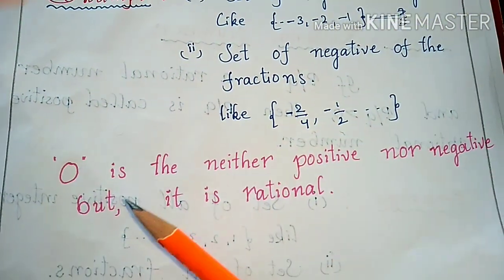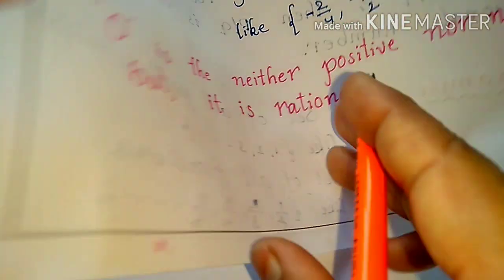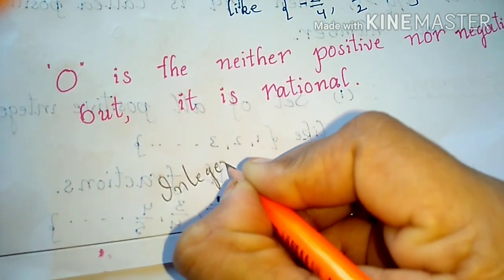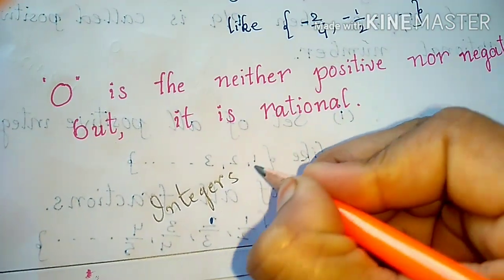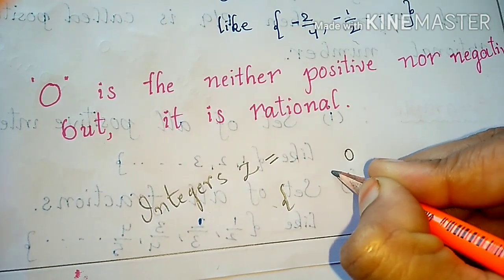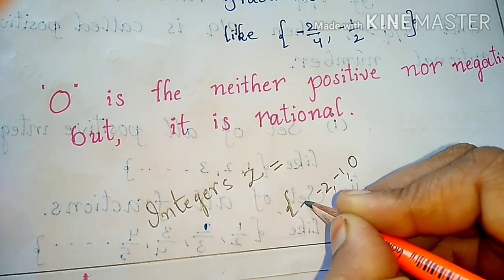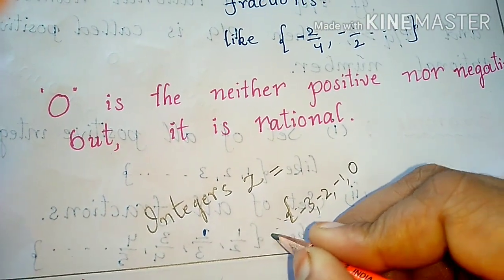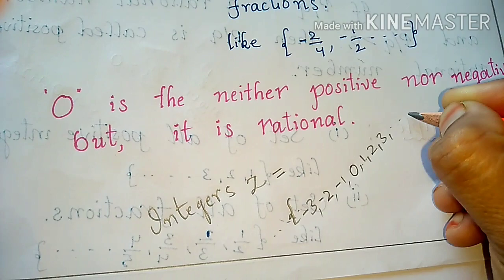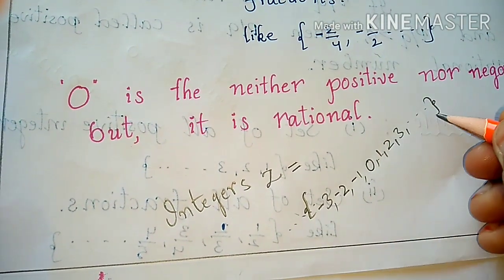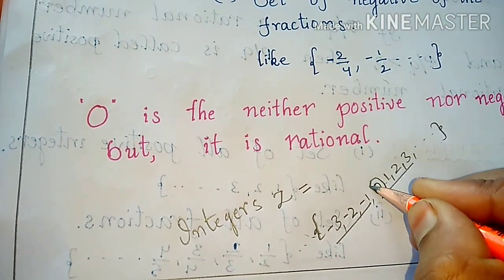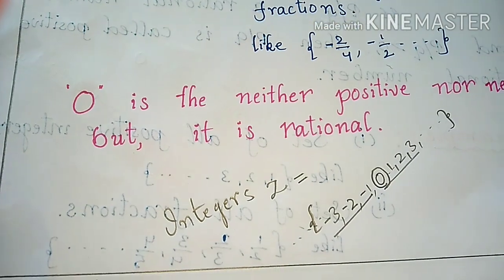So here one can observe that the integers Z equal the set of 0, -1, -2, -3 and so on, and onwards 1, 2, 3 and so on. It is a form of the integers. So there are positive rational numbers and negative rational numbers. The remaining 0 is there.